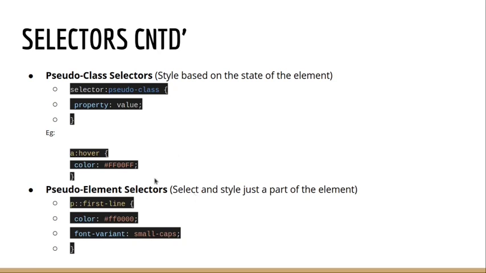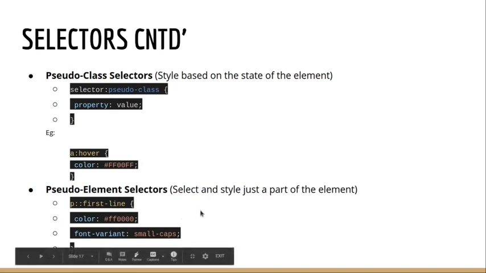We also have the pseudo element selectors, and this selects and styles just a part of that element. So if you have a paragraph, you can decide just to style the first line or the first letter of it.